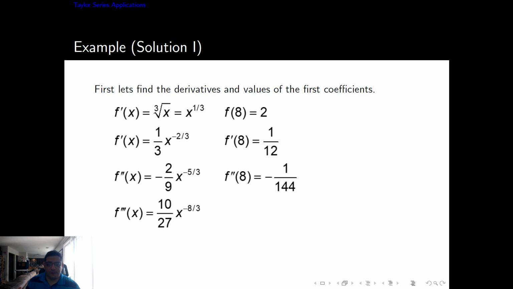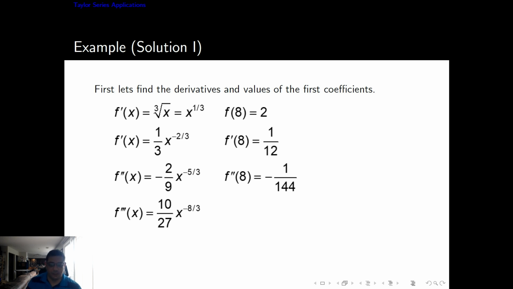Now, the first thing that we have to do is, of course, find the coefficients of our Taylor polynomial. And so we're going to find, we have f being the cube root, so f prime is going to be 1/3 x to the minus 2/3. The second derivative is going to be minus 2 over 9 x to the minus 5/3. And the third derivative is going to be 10 over 27 x to the minus 8/3.